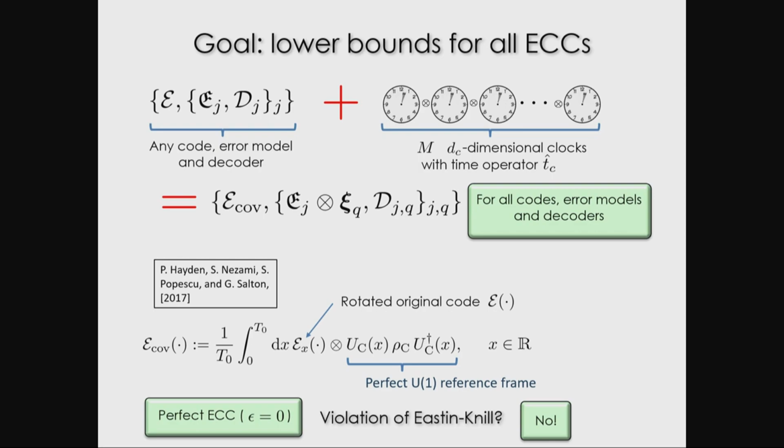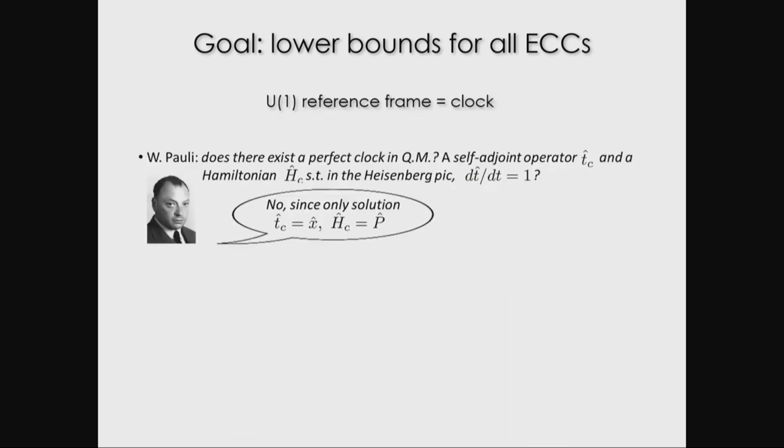And they showed that this necessarily lives in infinite dimensions. And one of the caveats of the Eastin-Knill theorem is that it assumes a finite dimensional code space. So this is a way of circumventing this Eastin-Knill theorem. What we then noted, though, is that this U1 reference frame is nothing more than a clock, in the sense that it's some quantum system you can think of as evolving, and then you have some self-adjoint operator which you associate with time. So when you measure it, you can get back the time.